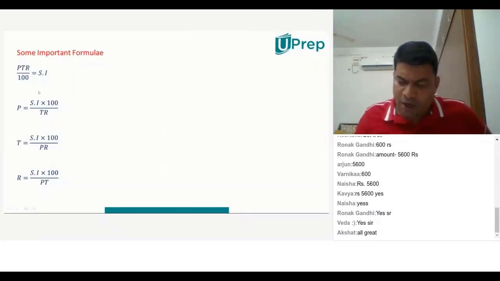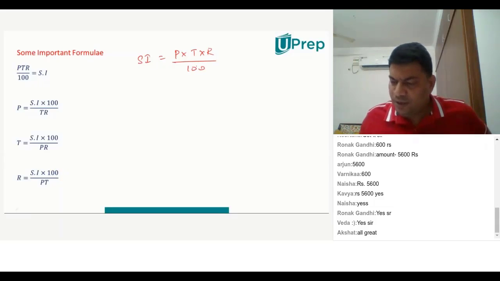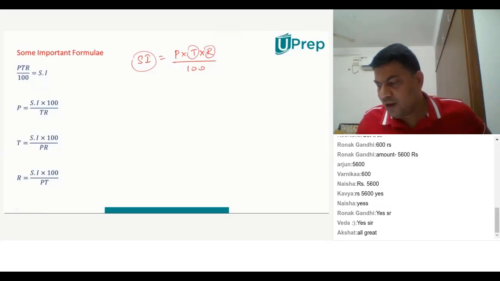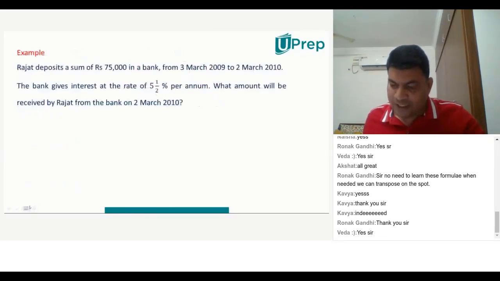So this is nothing but about transposing these formulas. Simple interest is P into T into R by 100. So at times what happens is your simple interest is given to you, T is given to you, R is given to you, or the rest of the things, but principal is not given to you. So principal is nothing but you need to cross multiply. Therefore, it is simple interest into 100 divided by T into R, which goes down. So just transposing the formula and you get this. You can transpose like that. Let's go to the next part.